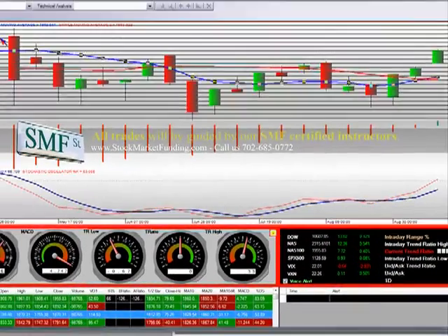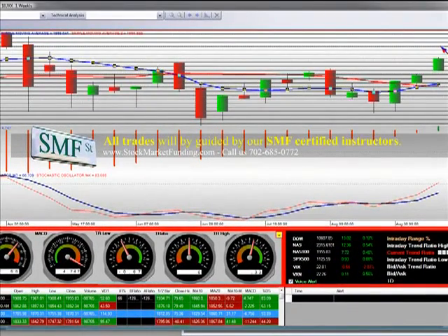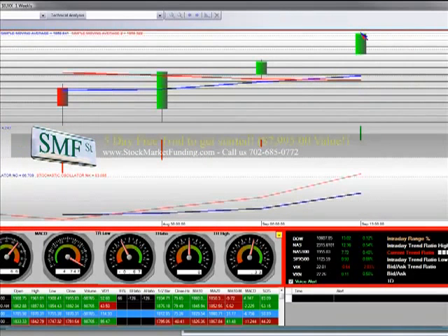Right up here at the top is that line up there. So we're going to see how we take out these resistance lines in this trend. And basically, this is the top of it right here, right now. This is that 3-week breakout.